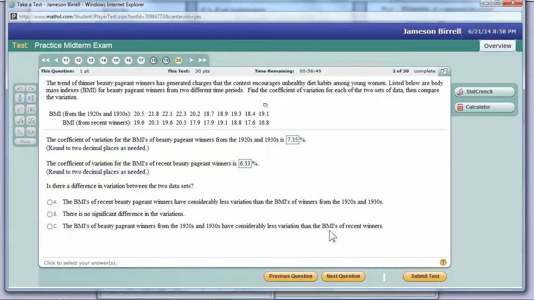This one's actually kind of tough. I'm going to do what I do on the test, and I'm going to go with my gut. It's a 1% difference. That's not significant, and I will take that. Let's see if I have time for one more.